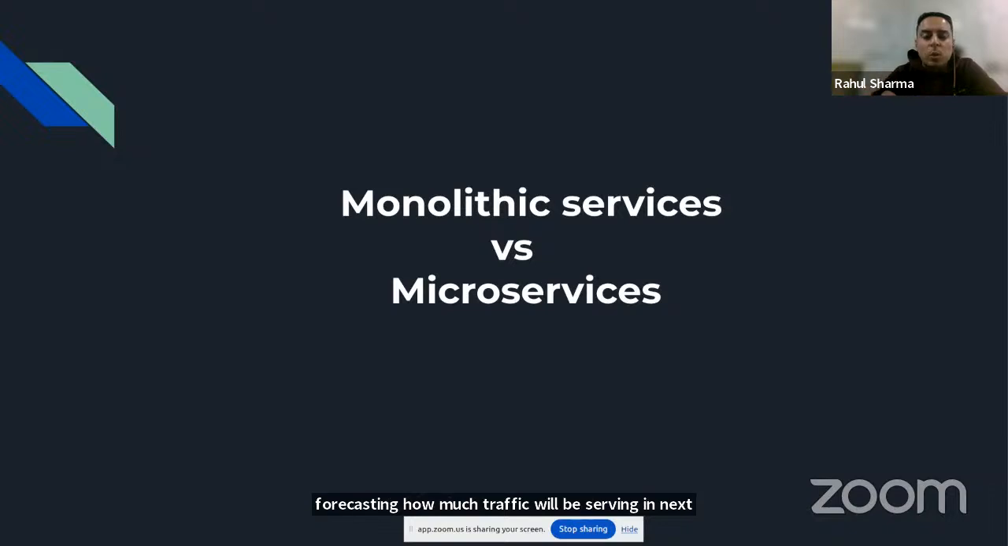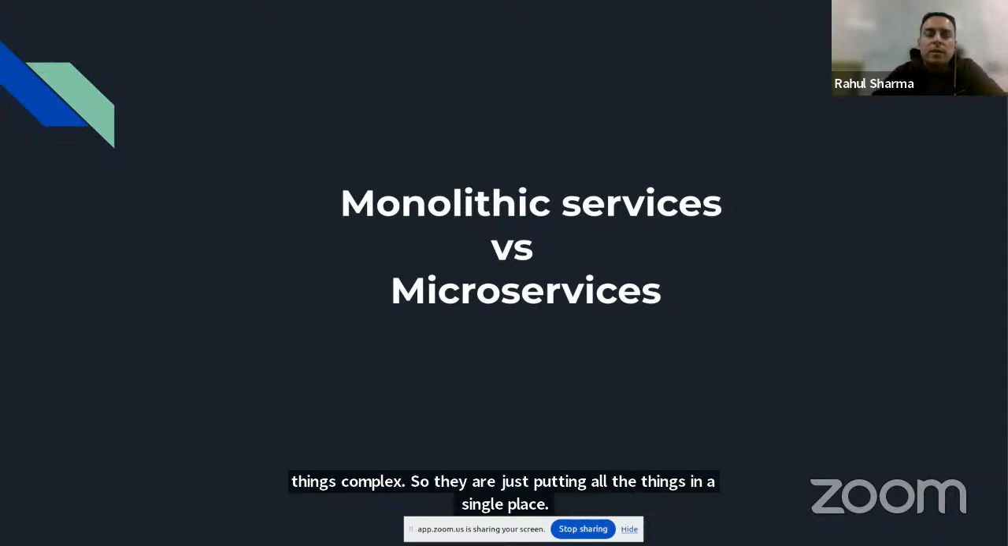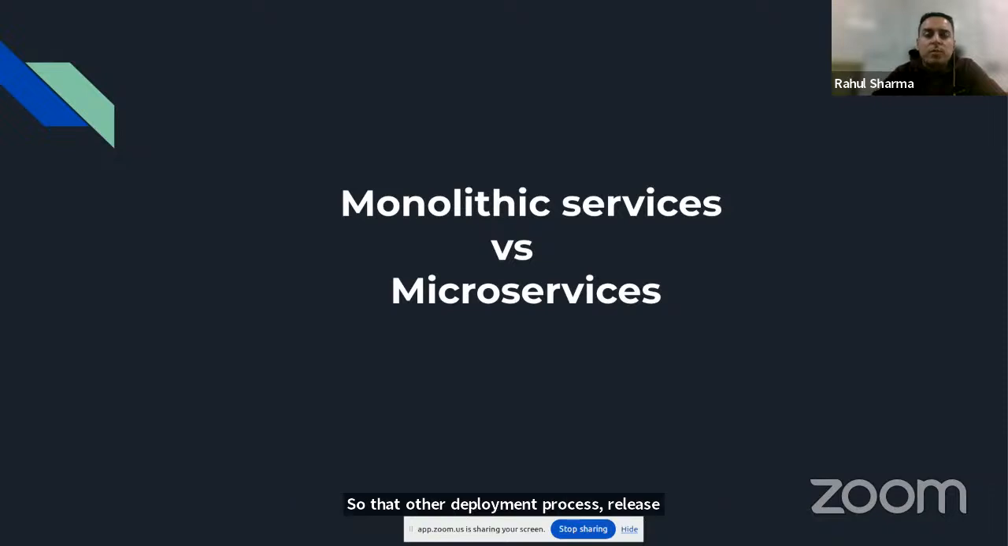So we build our code without making things complex. We just put everything in a single place, so that the deployment process, release process, testing process, QA process, everything is smooth. So we put everything in a single location. That is a monolithic service, right? Everything is served from there.